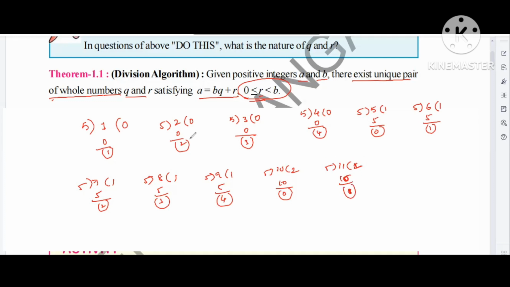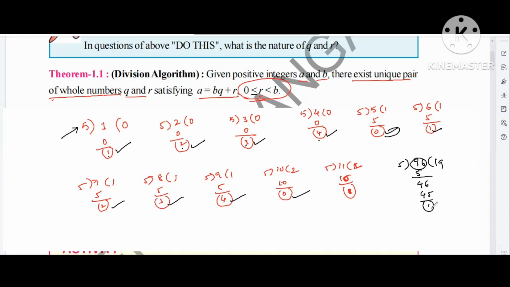So if we consider the remainders here, what are they? 1, 2, 3, 4, 0. 1, 2, 3, 4, 0. It means that when you divide by 5, we get remainder 0 or 1 or 2 or 3 or 4. You can take any number. For example, I'm taking 96, dividing by 5. 5 nines are 45. The remainder is 1.